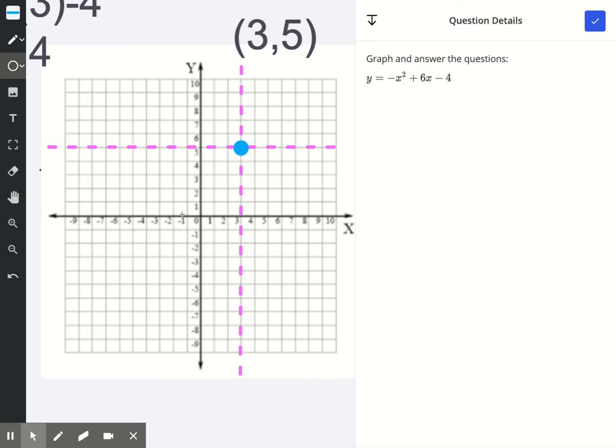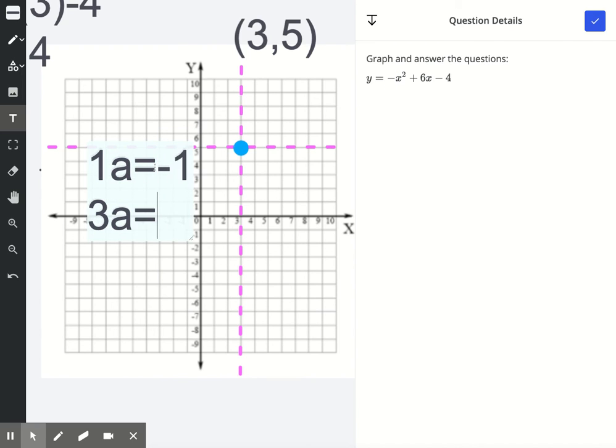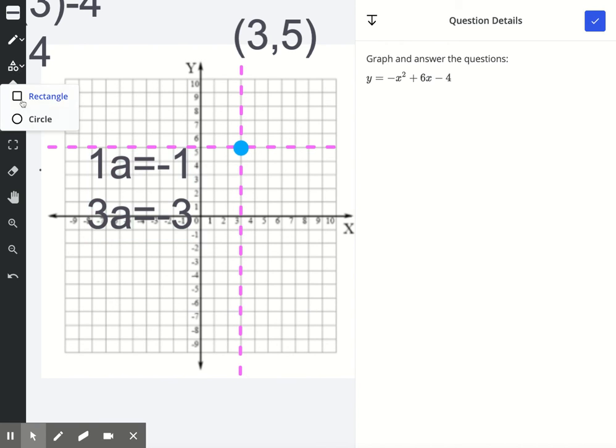All right. Now, after that, I'm going to apply my 1A, 3A, 5A. My 1A, 3A. Now, since A here is -1, 1 times -1 is -1. Because my A is -1, 3 times -1 is -3. So that means my next points are going to go over 1, down 1, and then over 1, down 3.